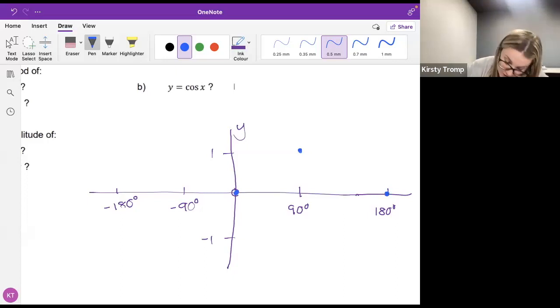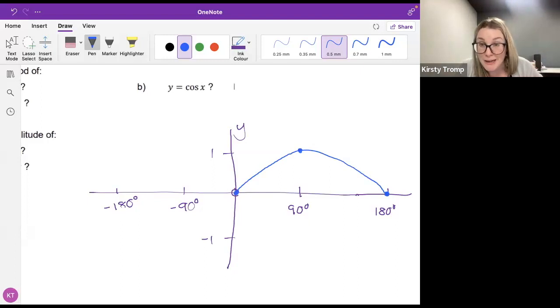So far, if I join these up, I'm going to go there. I'm going to go there. And I'm going to go there. Do I use a ruler when I'm joining up a graph, a trig graph? Yes or no? Am I using a ruler for trig graphs, guys? No, good. No rulers for trig graphs. Okay. We want nice bended graphs. Well done.